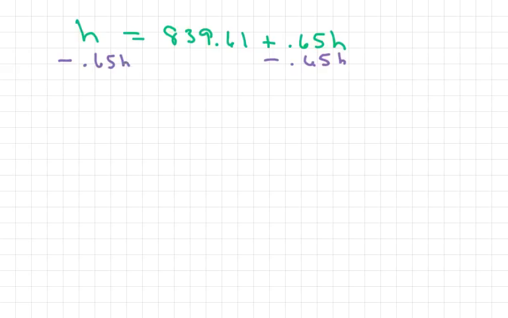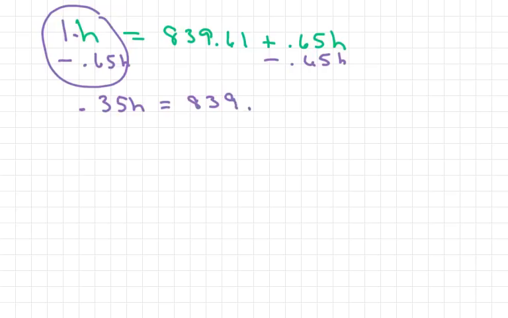And remember, this is 1h. So when you subtract these two, you're going to get 0.35h equals 839.61. Then you merely divide both sides.